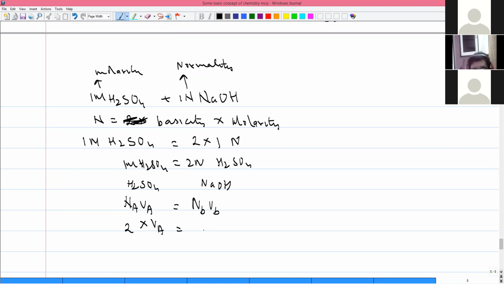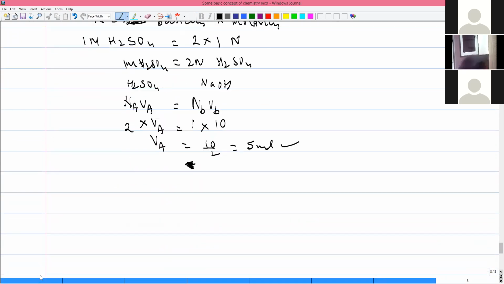Normality of base कितना है? N1. Volume of base कितना है? 10 ml. तो Va is equal to 10 upon 2, that is equal to 5 ml. हमको आंसर मिलीलीटर में चाहिए. हाँ, 5 मिलीलीटर आ गया आंसर, 5 ml. तो आंसर इज 5. It is B answer. 14 का C. Okay. Next.